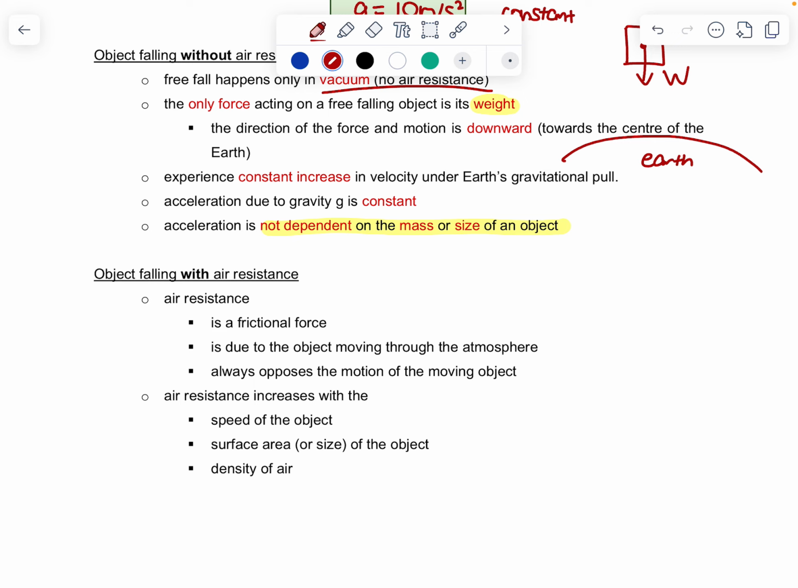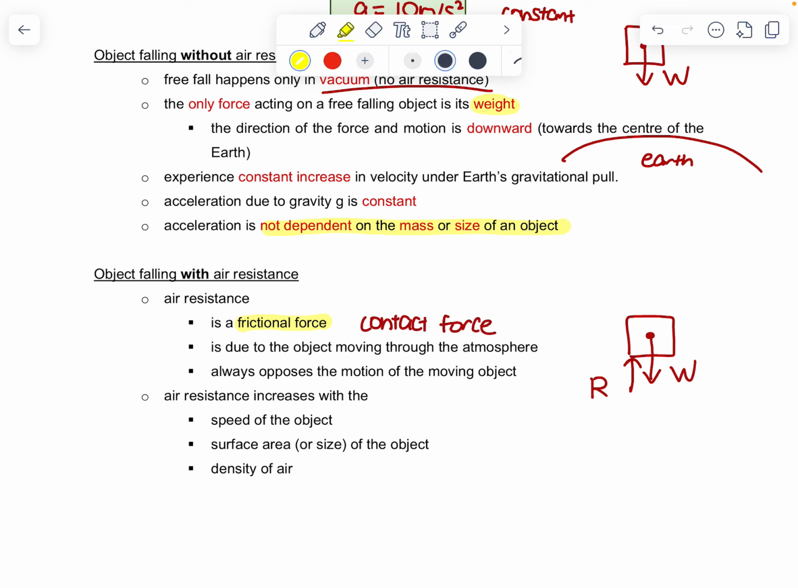So let's look at objects with air resistance. If it has air resistance, you look at this, the weight and the extra force of air resistance. Air resistance is a frictional force and is a contact force. Air resistance increases with speed, increases with surface area or the size, as well as the density of air. And that's the end of chapter 2.